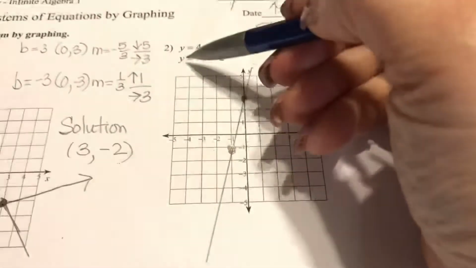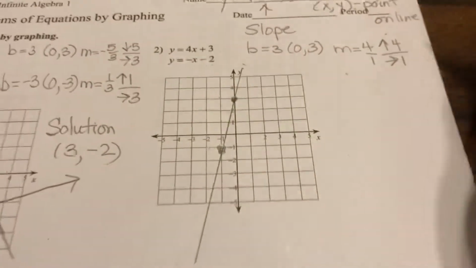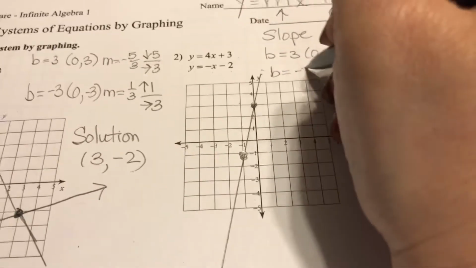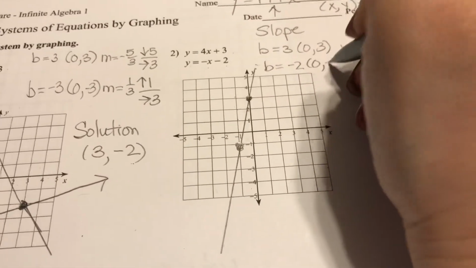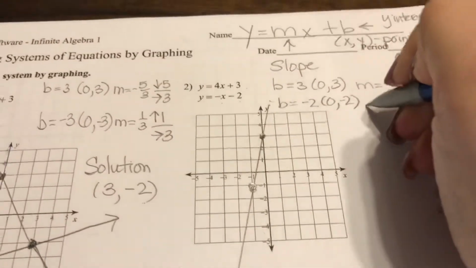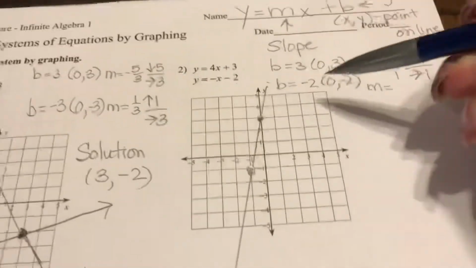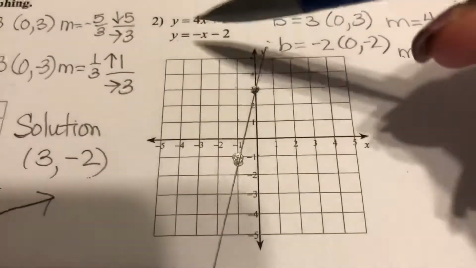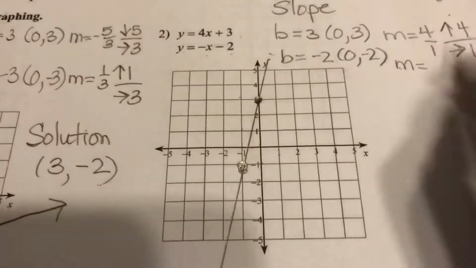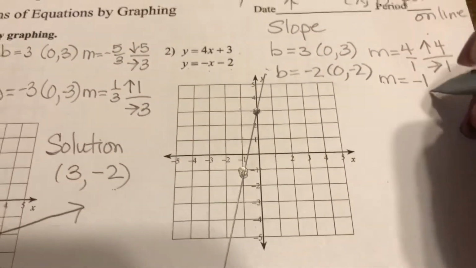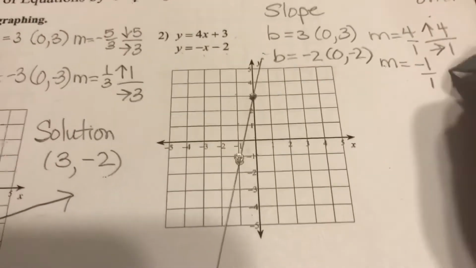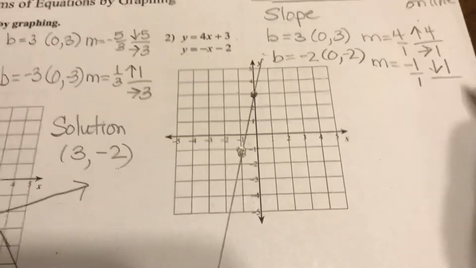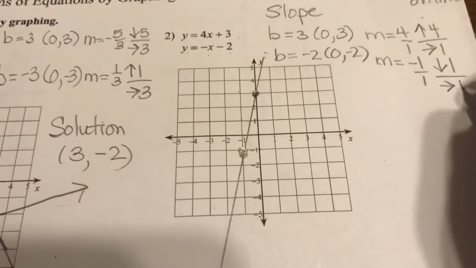So in my next one, I have y is equal to negative x minus 2. Well, I know that my b is negative 2, so I'm going to have a point at 0, negative 2. And my slope, when I don't see a number in front of my x, I know that it's a 1. And in this case, it's going to be a negative 1 because it's a negative x. So this is going to be a negative 1, which would be over 1. So since it's negative, I know I'm moving down 1, and I'm going to be moving right 1.